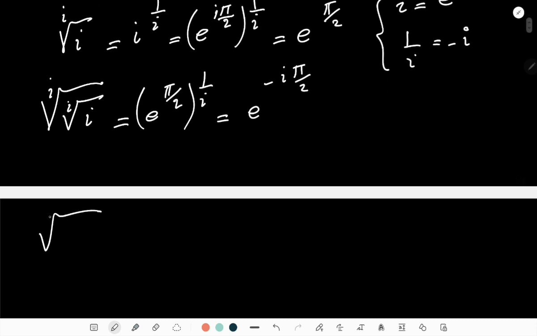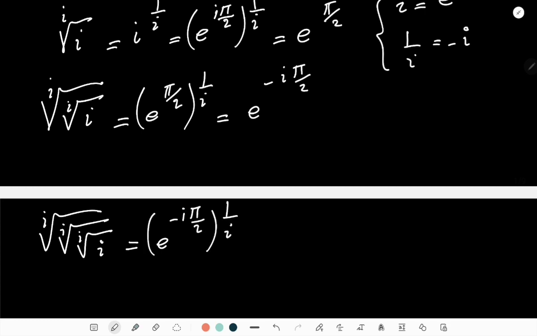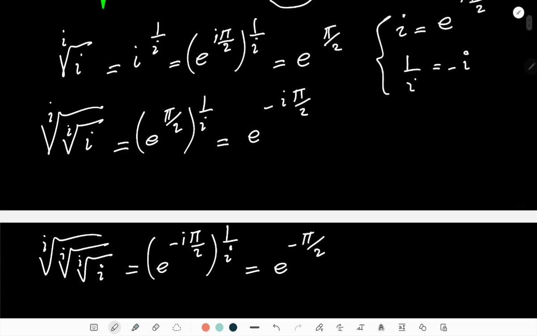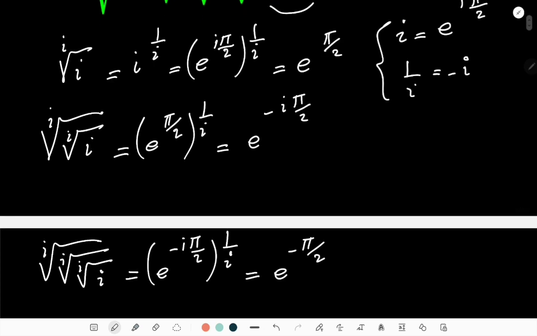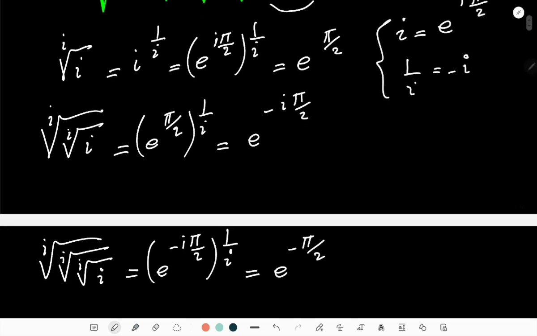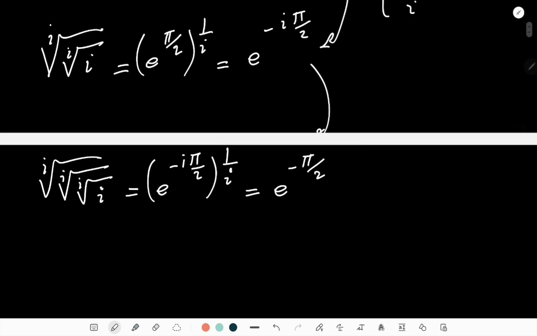Let's go for another one. So the ith root, sorry, not the square root, but rather the ith root. That's wrong to say. So basically, this will be e to the power of minus i pi over 2, to the power of 1 over i. And this is nothing but e to the power of minus pi over 2. So you can already see that it is following a pattern. So we just go forward until we find the pattern. From this we had this, and from this we had this. I can imagine what the next one will be, but let's see.